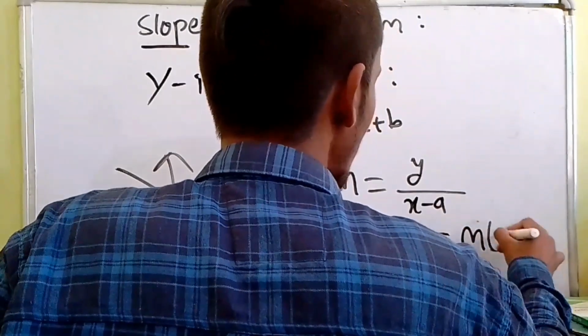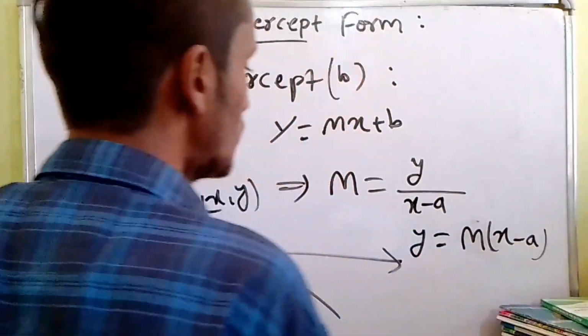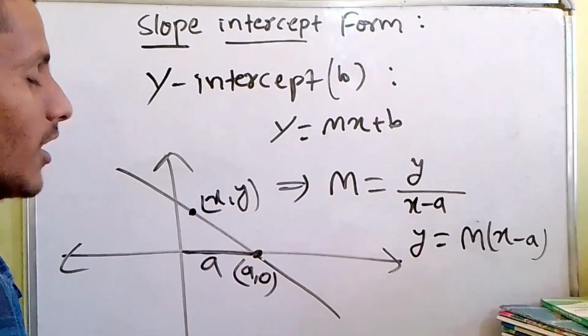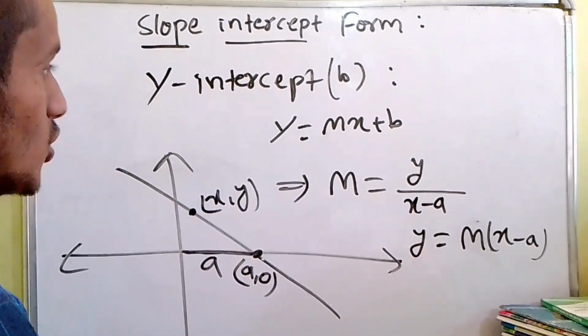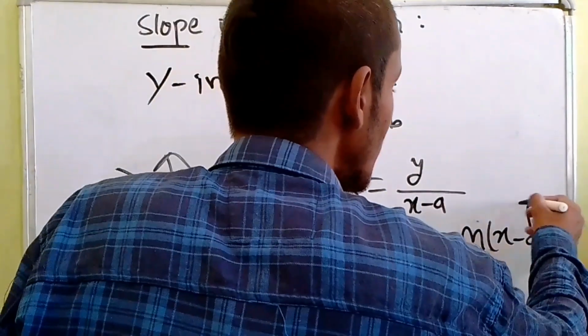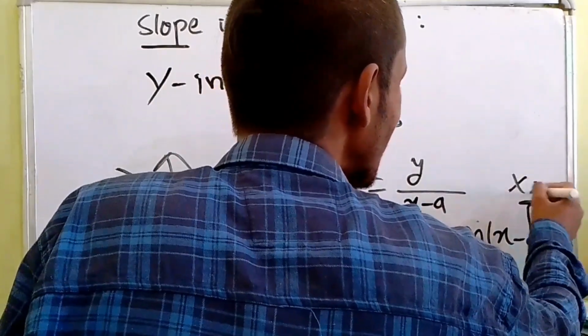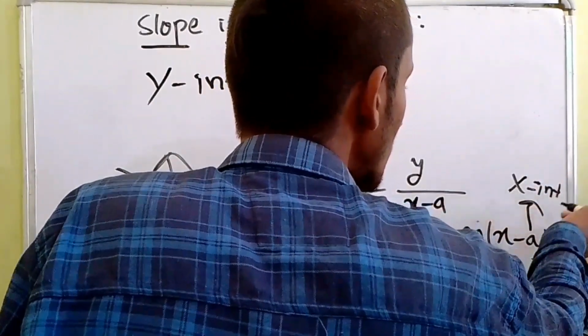M times x minus a. Okay, so this is what it will be if you do it with the x-intercept. A represents here the x-intercept. Okay, so this is the equation of the straight line.